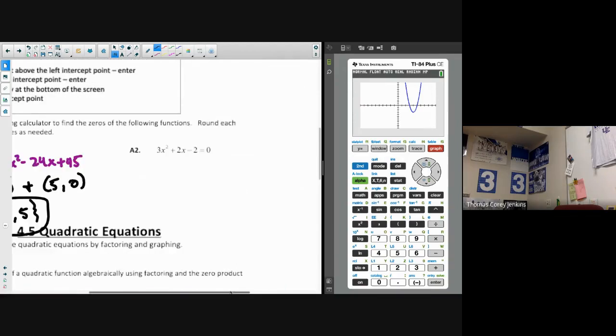All right, so usually I leave the other one for you, but I do want to show you something else here because this one is a little bit trickier. So skipping ahead, I'm going to graph y equals 3x squared plus 2x minus 2.